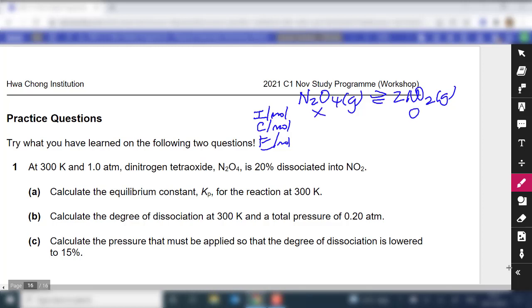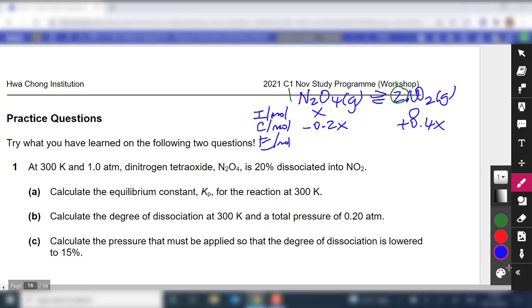Okay, because we were told that it is 20% dissociated, this will be minus 0.2X, and then because of the stoichiometric ratio is 1:2 over here, that means that in terms of X, this will be plus 0.4X. Okay, so the equilibrium amount would be 0.8X, and then NO2 will be 0.4X. So the total amount at equilibrium will be 0.8X plus 0.4X, that will be 1.2X.